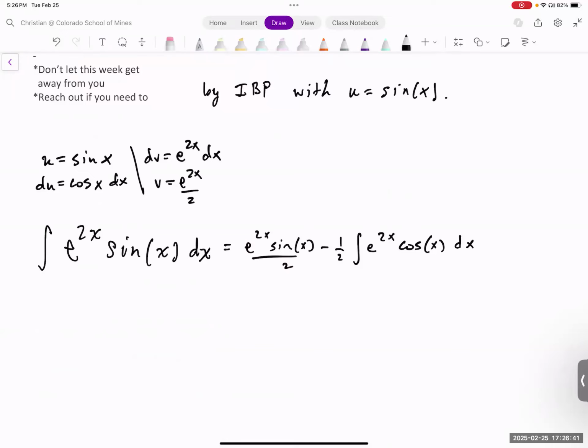Then we're going to do a second integration by parts. So this was round 1. This is round 2. And just like you saw in class today, we do not want to pick the exponential to be u this time. We want to stick with the trig. Otherwise it'll all cancel out and we won't end up anywhere but right back where we started.